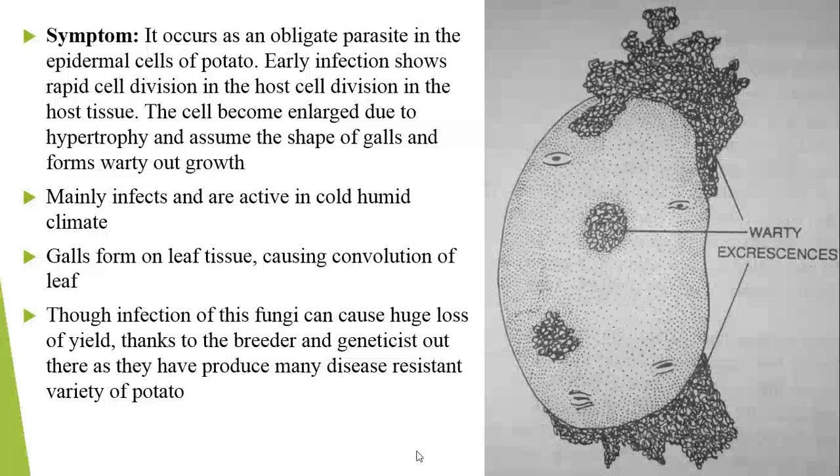Though infection of this fungus can cause huge loss of yield, thanks to the breeders and geneticists out there, as they have produced many disease-resistant varieties of potato nowadays. This species causes the destructive wart disease of potato. The zygote of this parasite stimulates the infected cells as well as the neighboring cells to rapid division and enlargement. As the galls become confluent, enormous warts, excrescences and outgrowths may be formed.